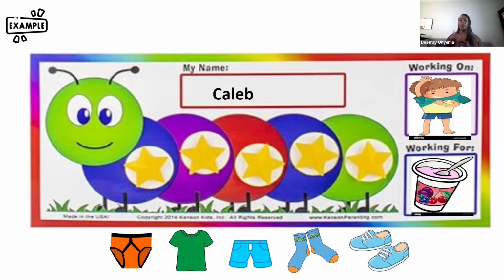As they're getting the 3 consistently and earning, you might speak to your child and say, okay, you're doing so great at this. Now I'm going to move it up to 4. So you've got to try to earn 4 stars to get the yogurt. So that's the way you can use the activity chart.